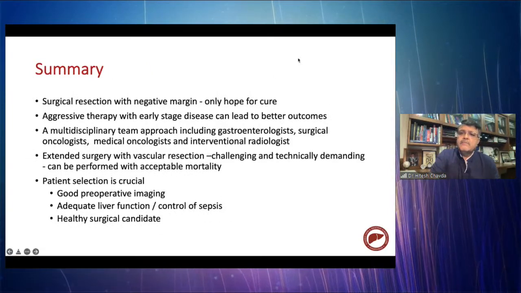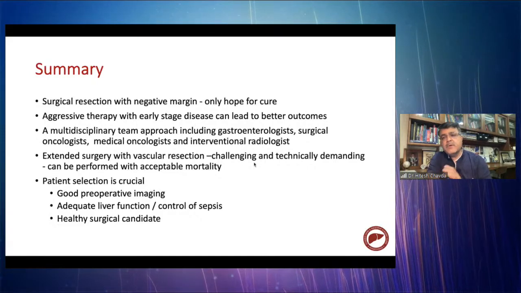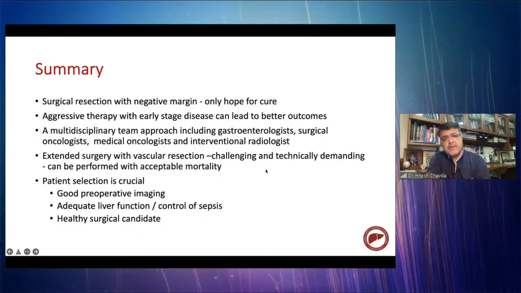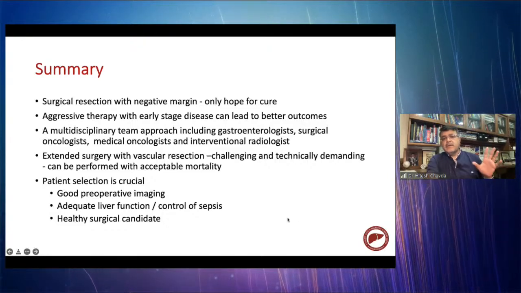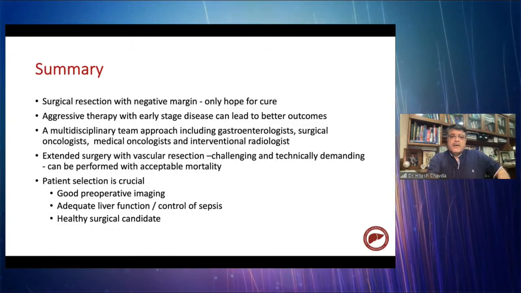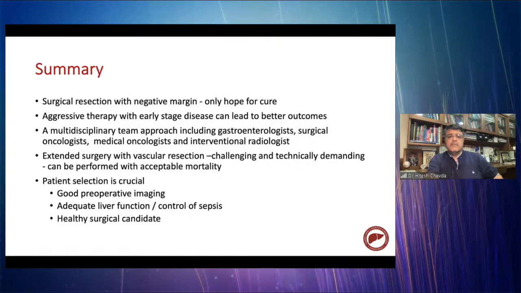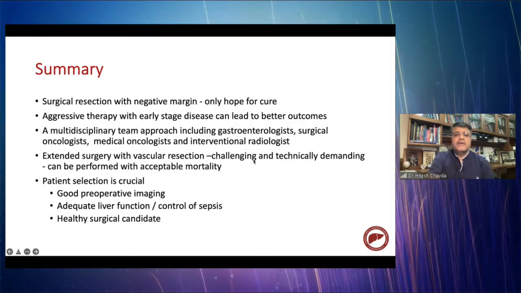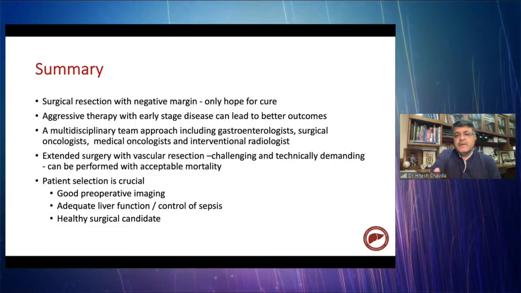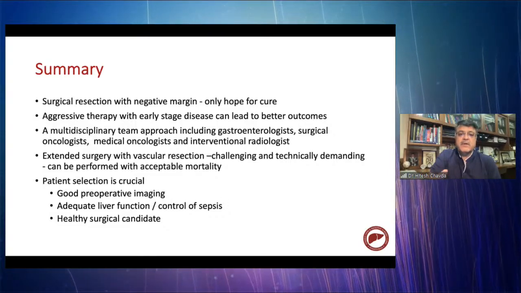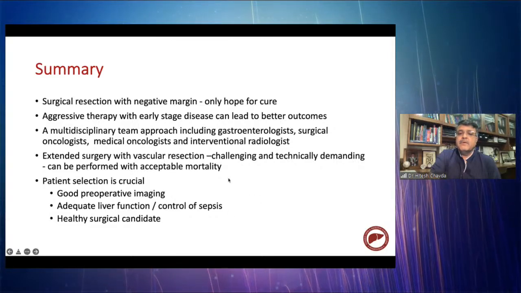I will quickly summarize that surgical resection with negative margin is the only hope for the patients who have malignant biliary obstruction. Aggressive therapy in early stage disease without delay will give a better outcome. It is always a team approach with gastroenterologists, surgeons, medical oncologists, and interventional radiologists. An extended surgery with vascular resection in a specialized center is challenging, but will give a good outcome if it is done in good technical hands.